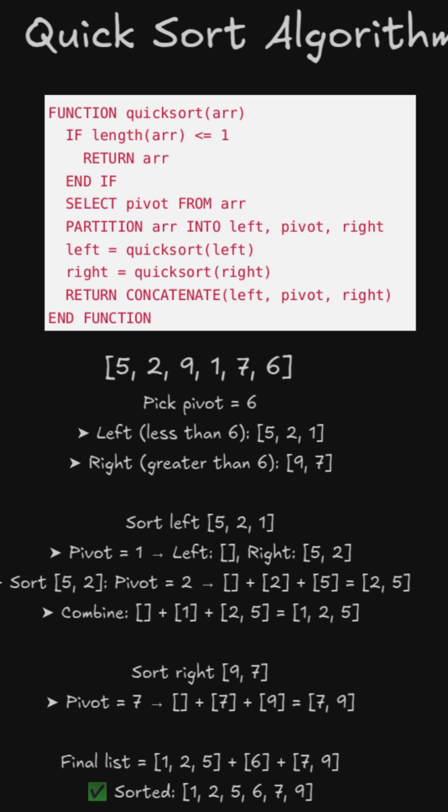Any number? Or is there a strategy? Well, how you pick the pivot can affect performance. Sometimes it's random, sometimes the middle one, maybe the median of 3. But for simplicity, say we pick 6 as our pivot from that list. Okay, 6 is our pivot.